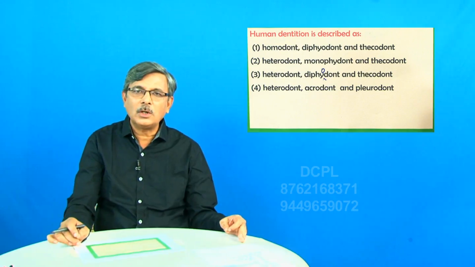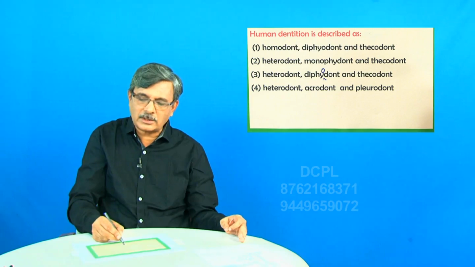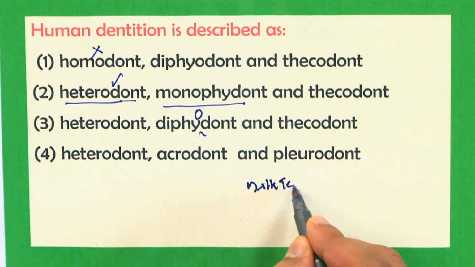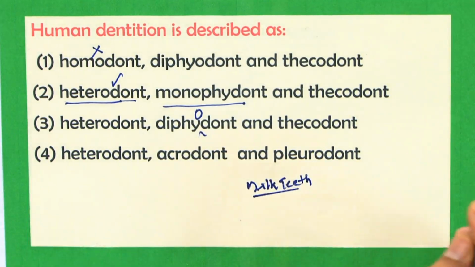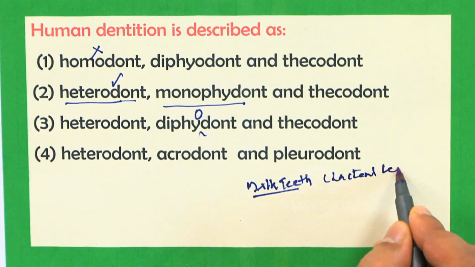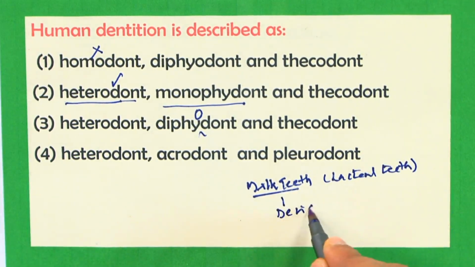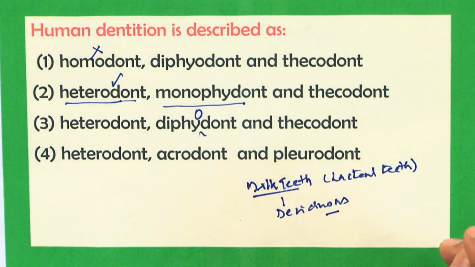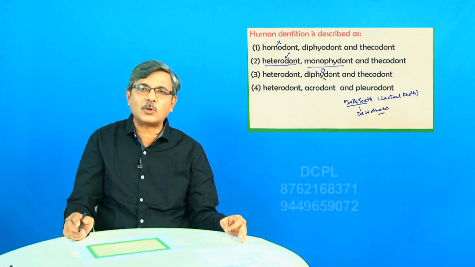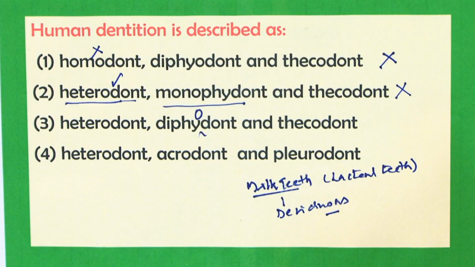Dear friends, you know we are going to have 2 sets of teeth in our lifetime. I hope all of you remember the first set is called milk teeth. I hope all of you know milk teeth are white in color. Thereby, they are also called lacteal teeth. And they are going to be replaced by permanent teeth. Thereby, they are also called deciduous teeth. And since we are going to have 2 sets of teeth in our lifetime, we call the condition diphyodont, not monophyodont. Thereby, option 2 is also incorrect like option 1.